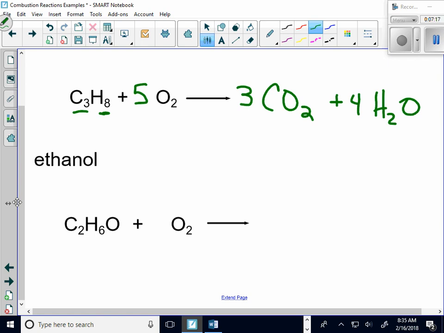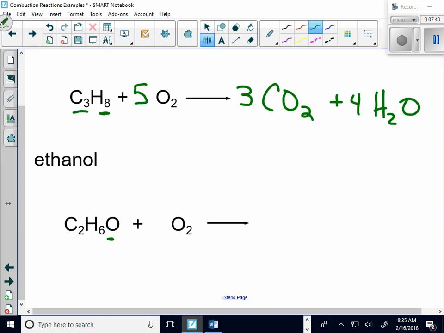I don't think it worked out really good. But ethanol is a fuel. Now notice, what's the difference between this one? It's got that extra little O right there, doesn't it? It's got that extra little O that might be creating some havoc for me.